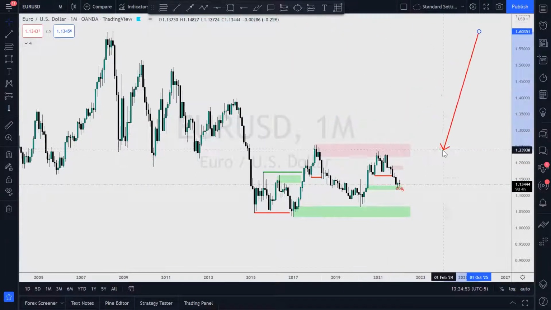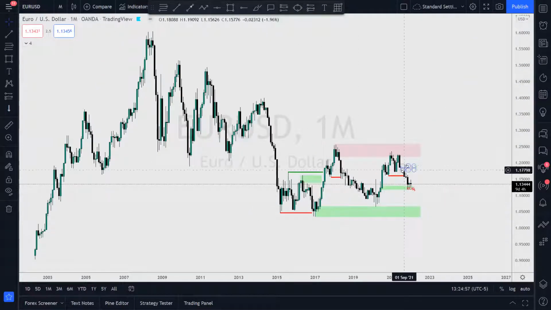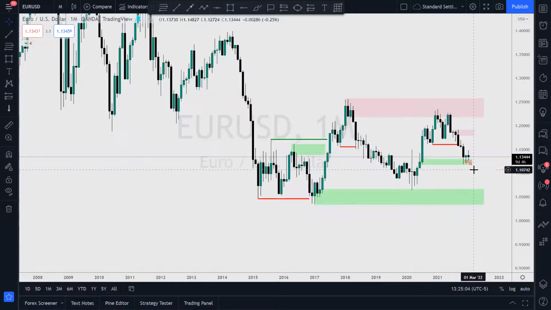This is the monthly, so just bear that in mind. We are bearish on this monthly time frame. The momentum is bearish.